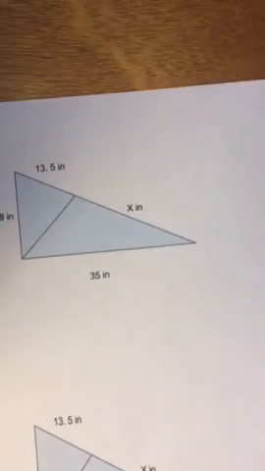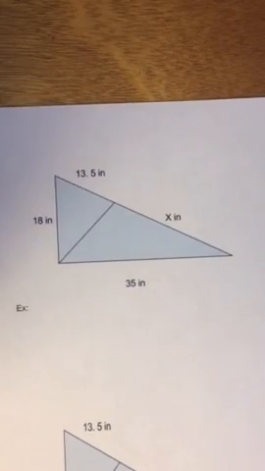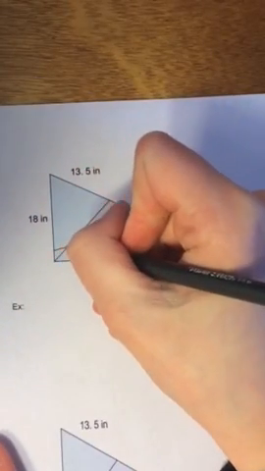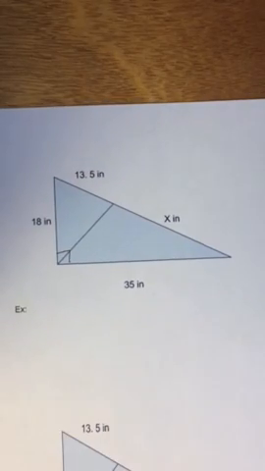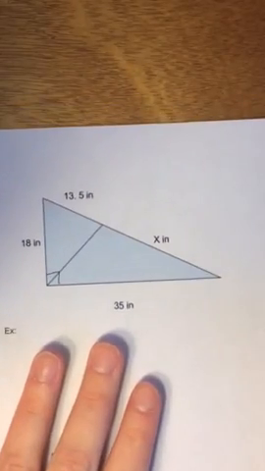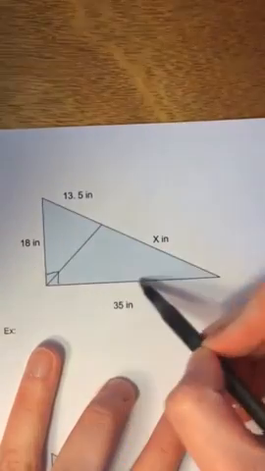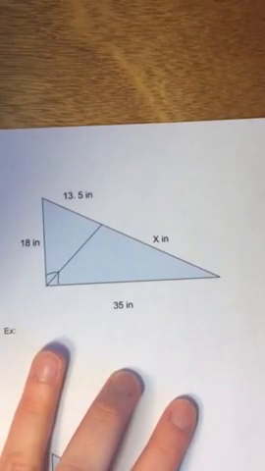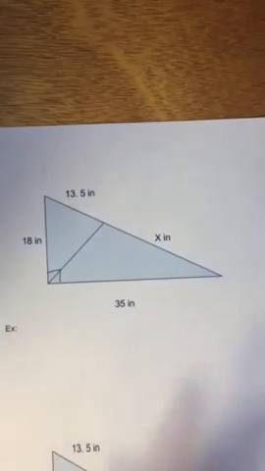Okay. All right. So I have this triangle, and again, I didn't give you a 90-degree angle because I had to draw these on the Google notes. So I have this big right triangle here, right? And I need to find out what X is.